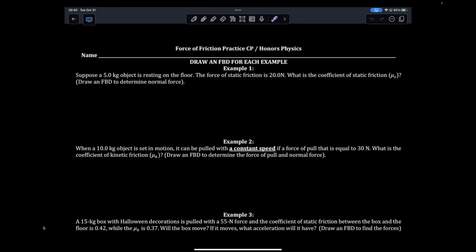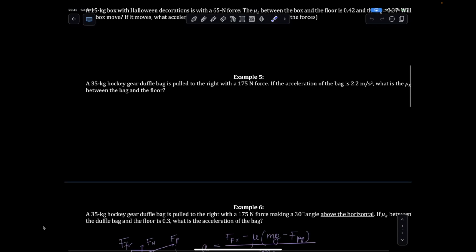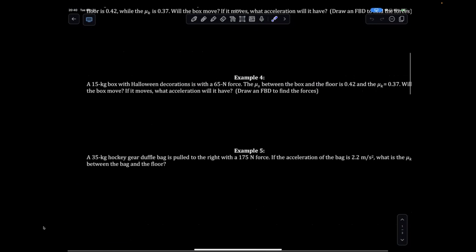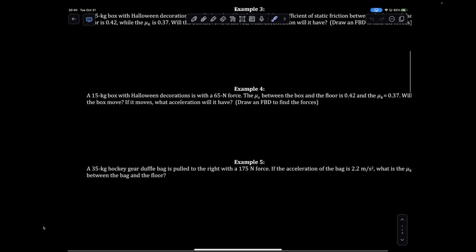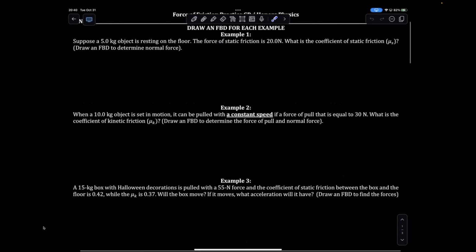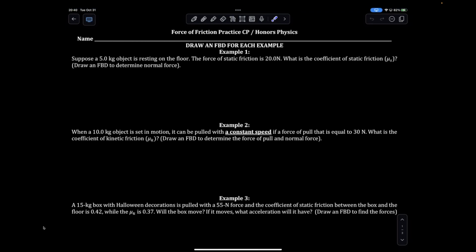If you need help with the force of friction practice, the practice sheet that followed our force of friction lab, this video is for you. The first page is for CP, and then the last page is for honors only. So we'll start with the CP part, and then I will add the honors part, so CP will be free to go once we're done with this first page.